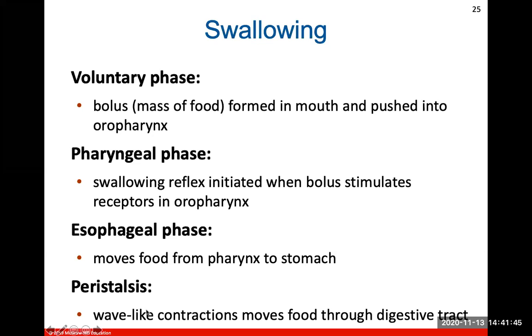It takes several seconds for food to move down your esophagus. And peristalsis helps in that; these are the wave-like contractions that move food through the digestive tract. Think of peristalsis kind of like squeezing a yogurt tube. That's kind of what your esophagus will do to squeeze the food down.